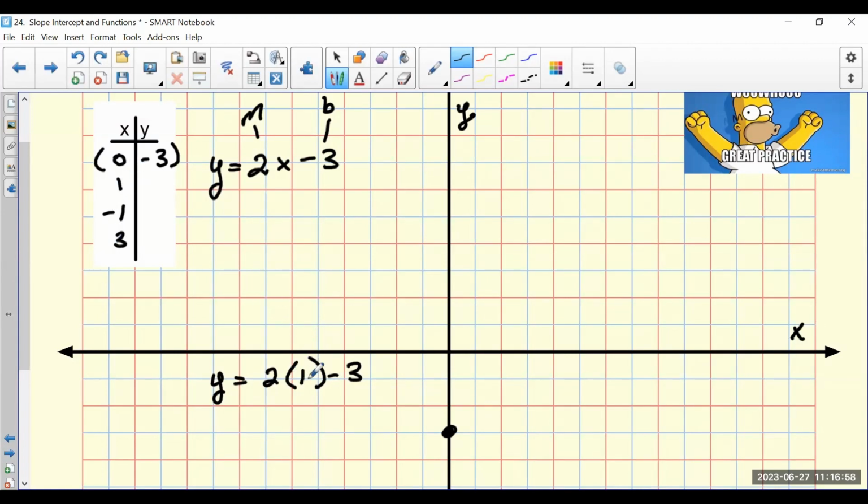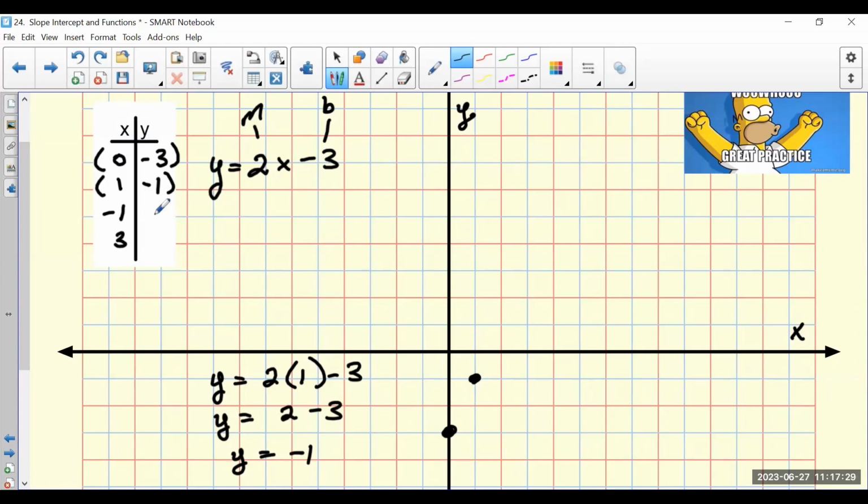So 2 times 1 is 2. So y is equal to 2 minus 3, so y is equal to -1. So if we put in a 1, we get out a -1. That means we have a coordinate point at +1, -1. So starting at the origin, we go +1, -1. You have a point right here.